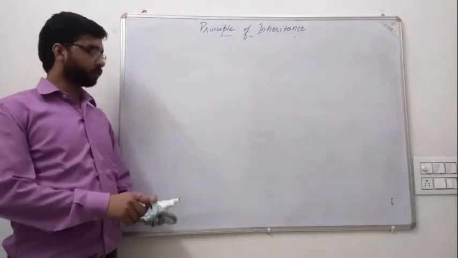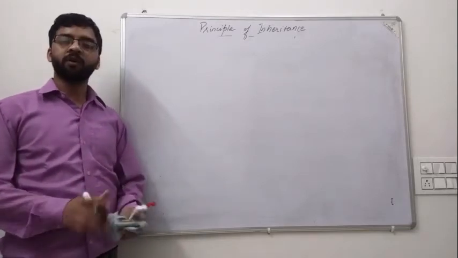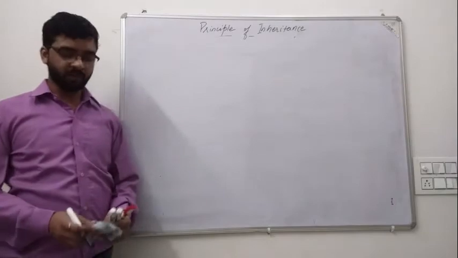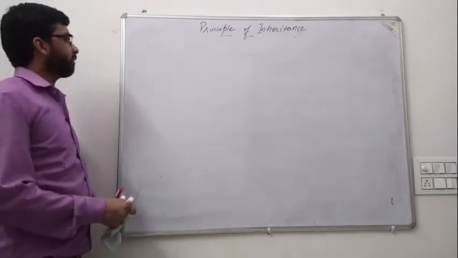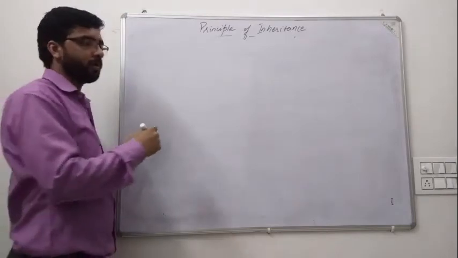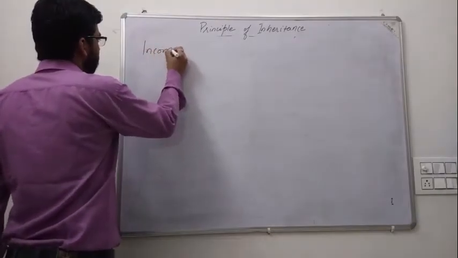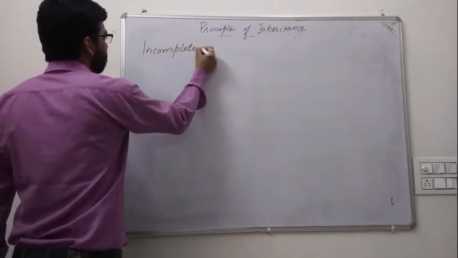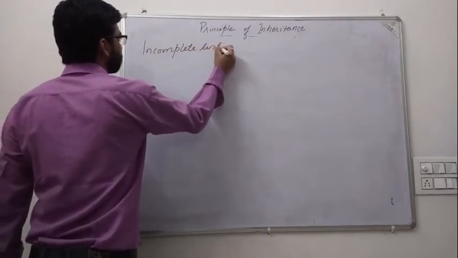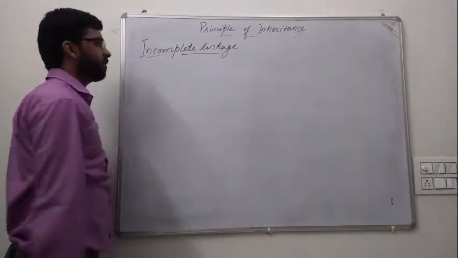We are going through the chapter Principles of Inheritance and Variation, and we are continuing with linkage here. In a previous video we talked about complete linkage. So in this video we will talk about incomplete linkage. What is the meaning of incomplete linkage?